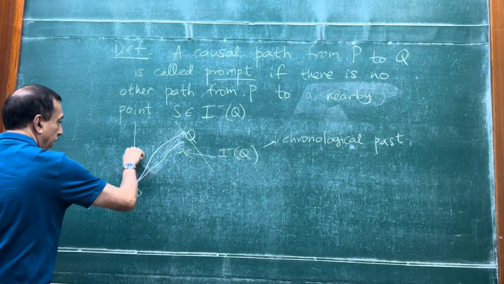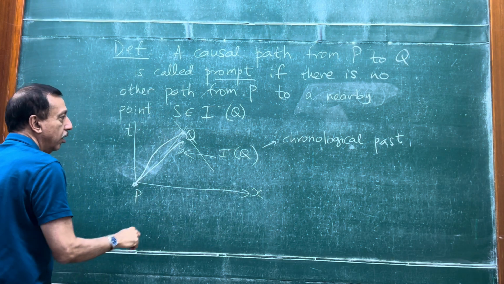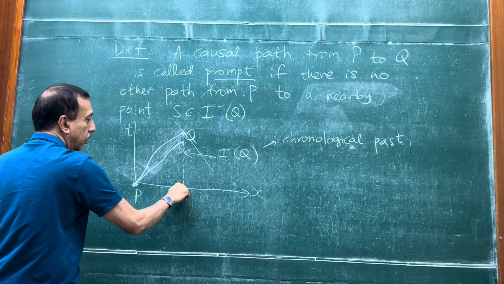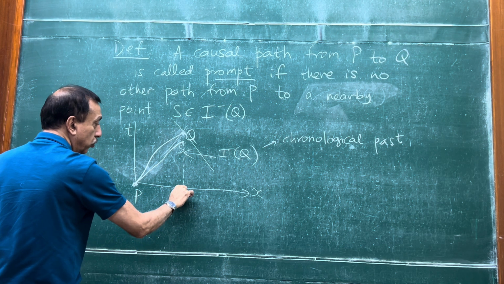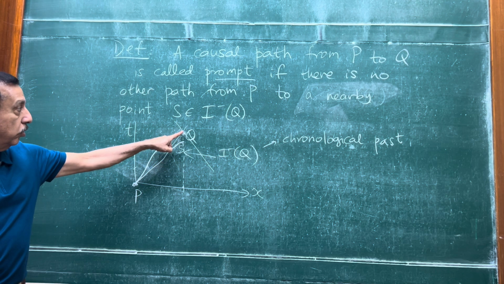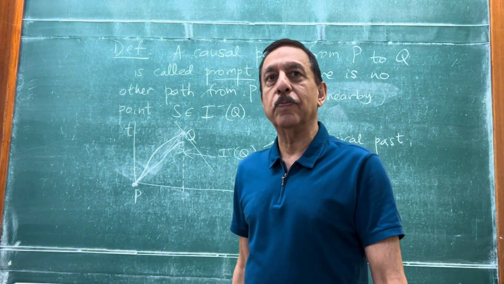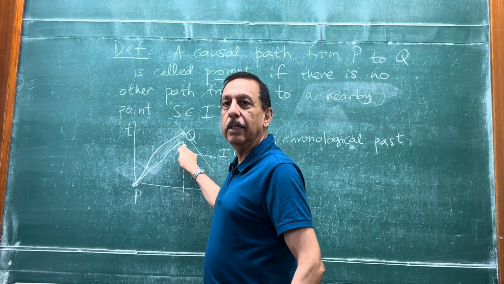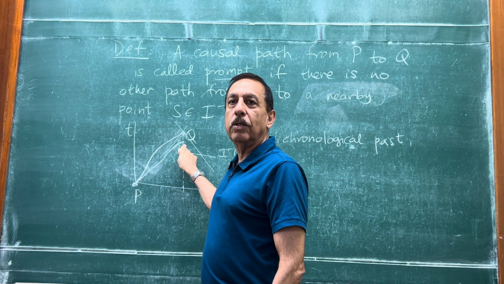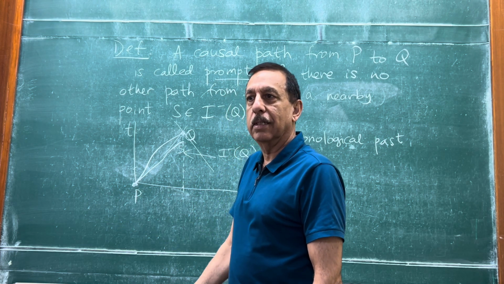So if you just draw the axis here and just think this is x and this is t, then this value of x is the spatial location of both the points Q and S. They have the same spatial location. But you reached later and I reached earlier. So I will say that you are not prompt, I am more prompt. Prompt is who arrives earlier.